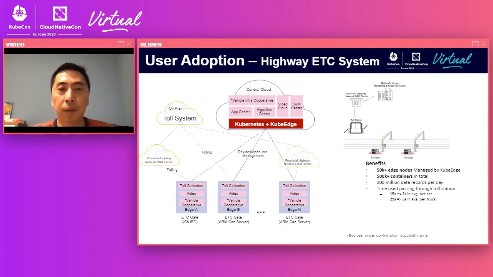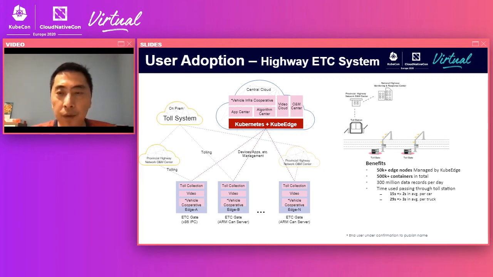One user adoption example I'm going to present here is a highway ETC system. You can see we have a lot of toll gates on the highway. That's touchless, contactless. So the car can drive through the gate. It automatically recognizes your plate number and charges your account. So you can pass through the gate quickly without stopping to pay and keep your change. For this scenario, we have a lot of edge nodes.